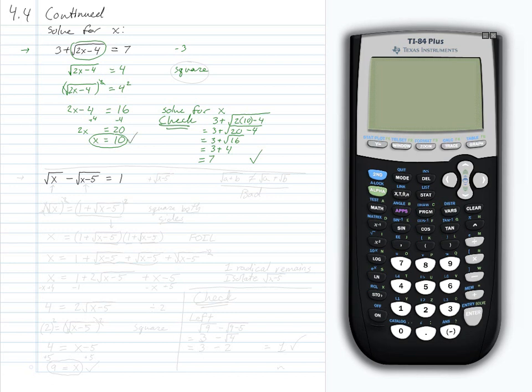So x equals 10 is a solution. We did not encounter any extraneous solutions in this problem. But you always have to check. As soon as we square both sides, things can get a little bit strange.